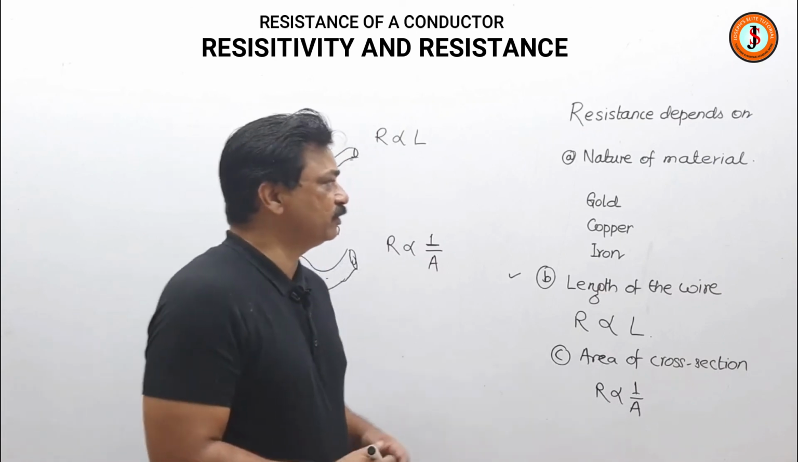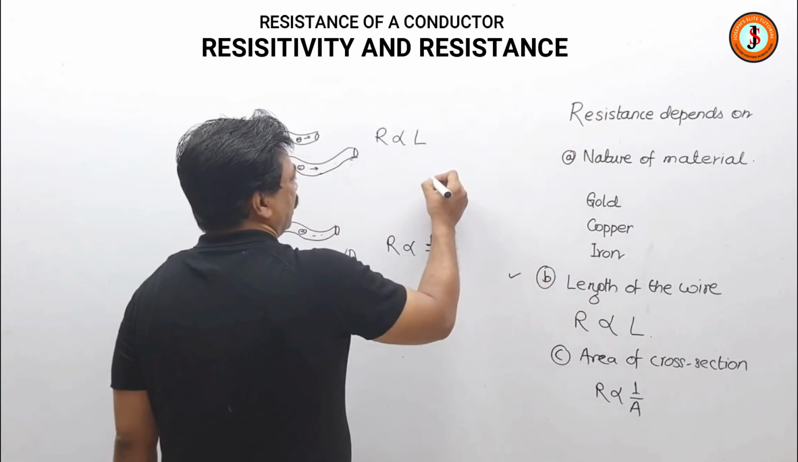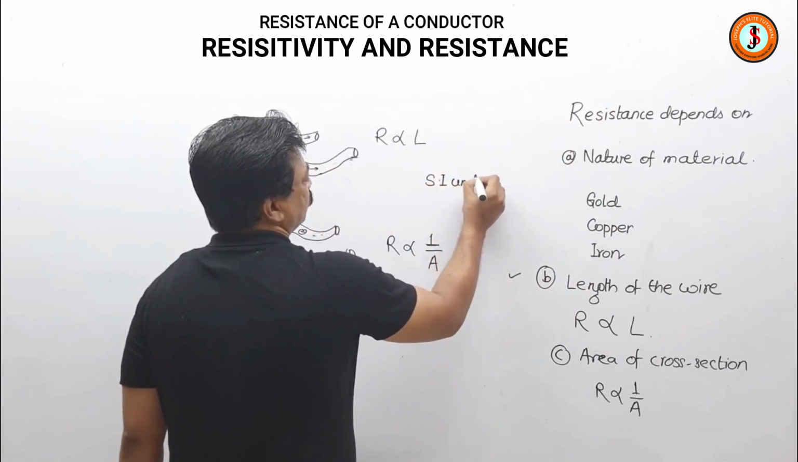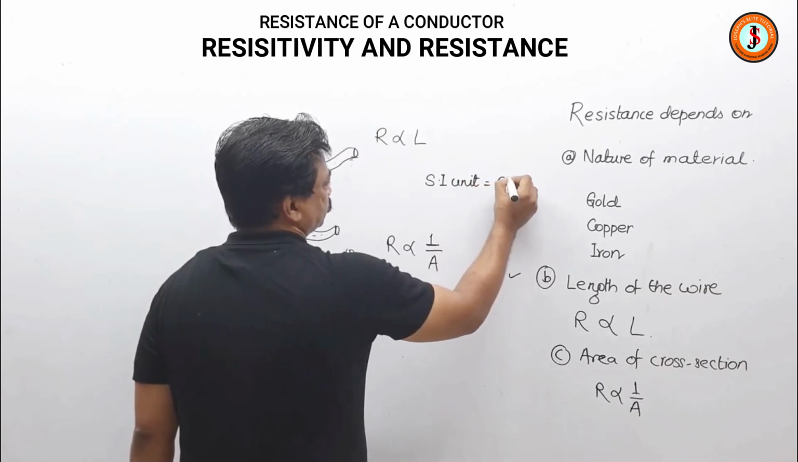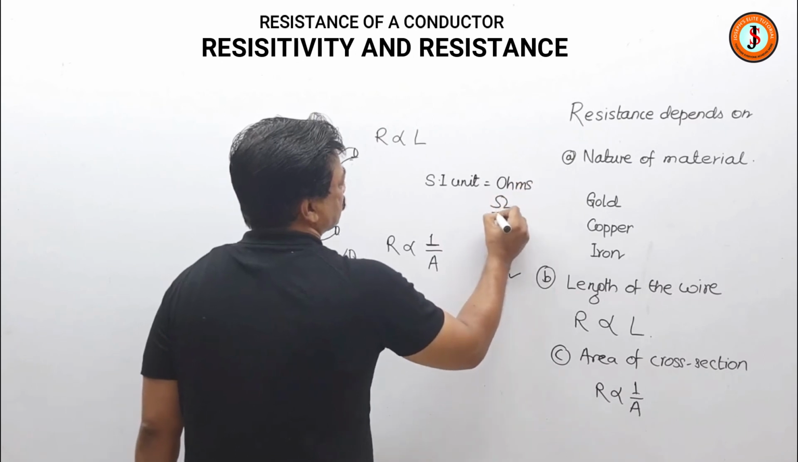Second is the unit of resistance. As you know, the SI unit of resistance is ohms. SI unit of resistance is ohms, and it is denoted by omega.